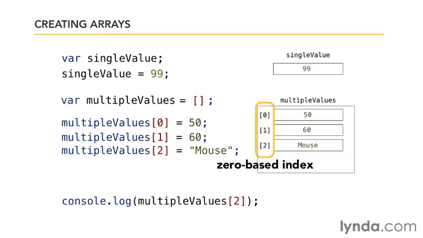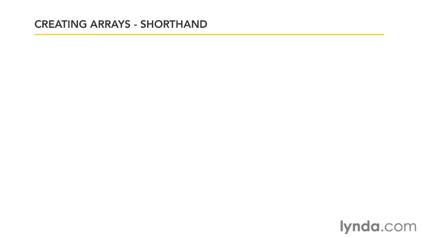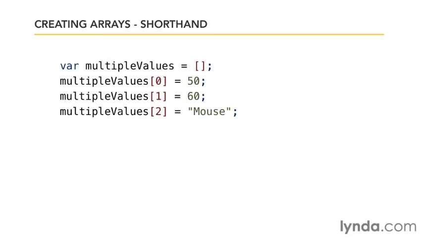What we can then do is use the same format to get to the contents of the array. So if I want to write out a console.log message, I want to get the value that's at position 2 in the array called multiple values. I use the square brackets and it writes out the word mouse. So if this is the way that we write arrays, it's okay, it's not too bad, but it'd be nice if there was something a little quicker. And in fact, there is.